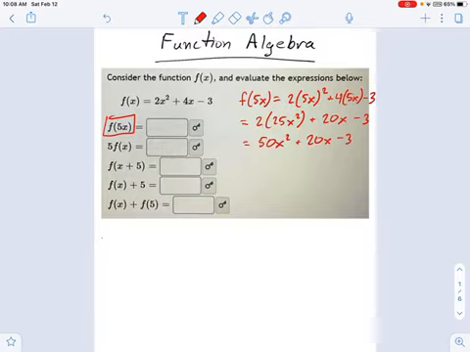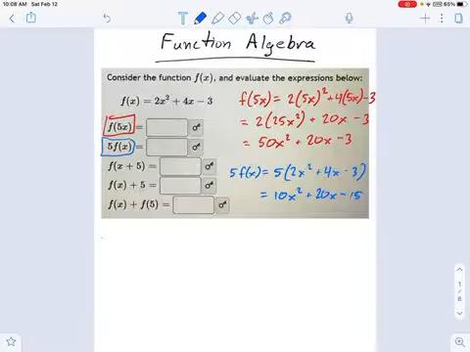Okay, let's try another one. This next one's easier, actually. If you look at 5 times f of x, all that's saying is 5 times this thing. So what we do is we say 5 times f of x equals 5, and then we put f of x in a big parentheses, right? 2x squared plus 4x minus 3. So this becomes 10x squared plus 20x minus 15, right? I just distributed that 5 using multiplication.